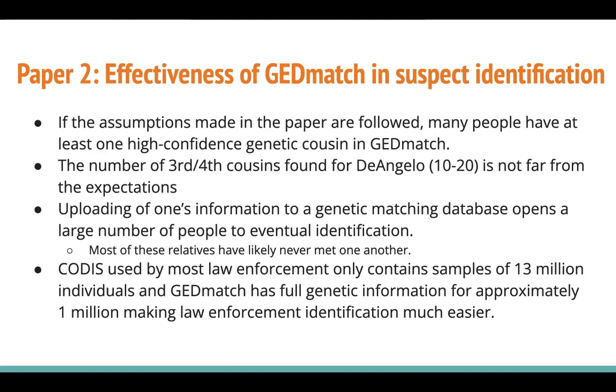CODIS is the method used by most law enforcement, and it only contains a sample from 13 million individuals, while GEDmatch contains pretty much full genetic information of about 1 million, which makes identification much easier.